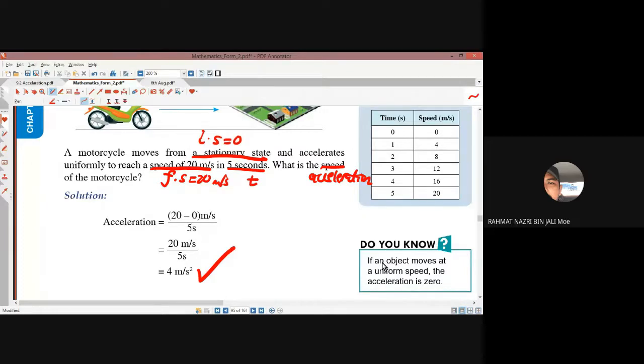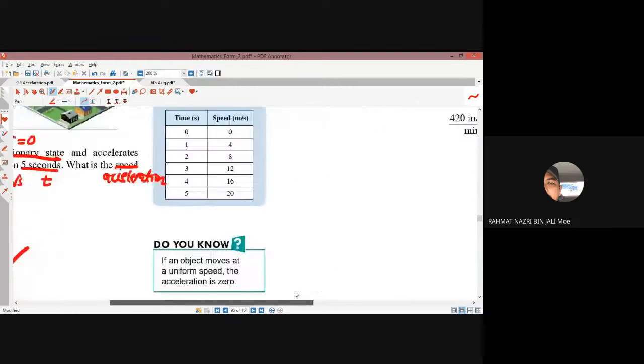Okay, if an object moves at a uniform speed, the acceleration is 0. Acceleration is 0. Because there is no change of speed. So 0 divided by the time, we get 0. Okay, next example.